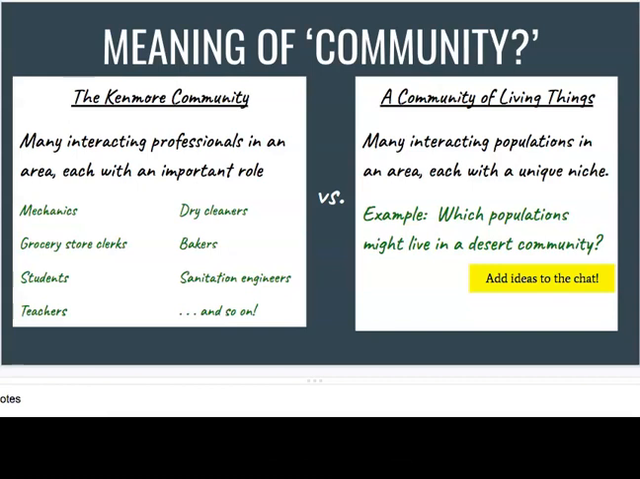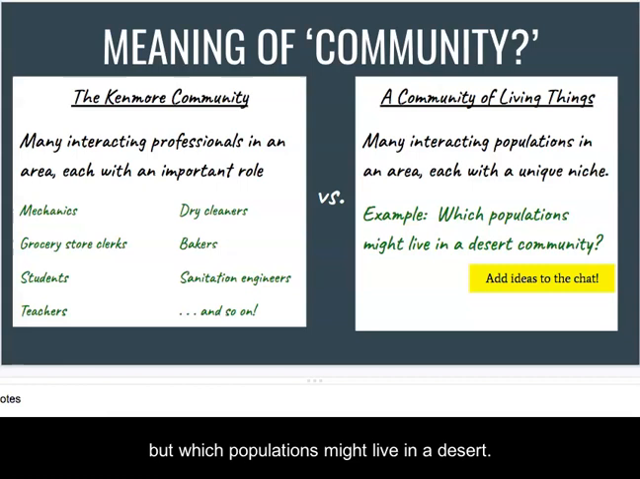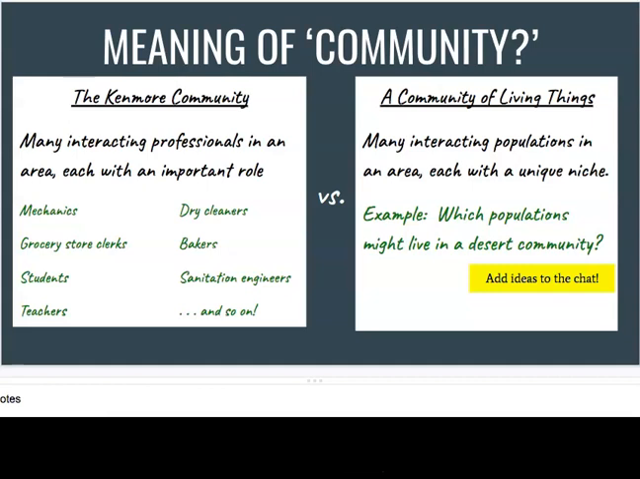community function. When we look at a community of living things, we have many interacting groups or populations in the area, and they each have their own important role or niche. So, for example, I want you to think about right this moment, and in class I'm going to do a chat activity, but which populations might live in a desert community? So thinking about those players that would take place, organisms serving specific roles, what populations might live in a desert community?